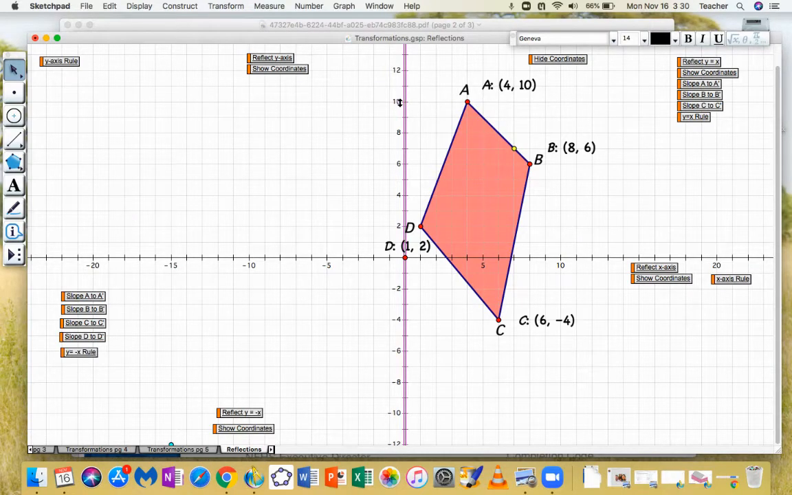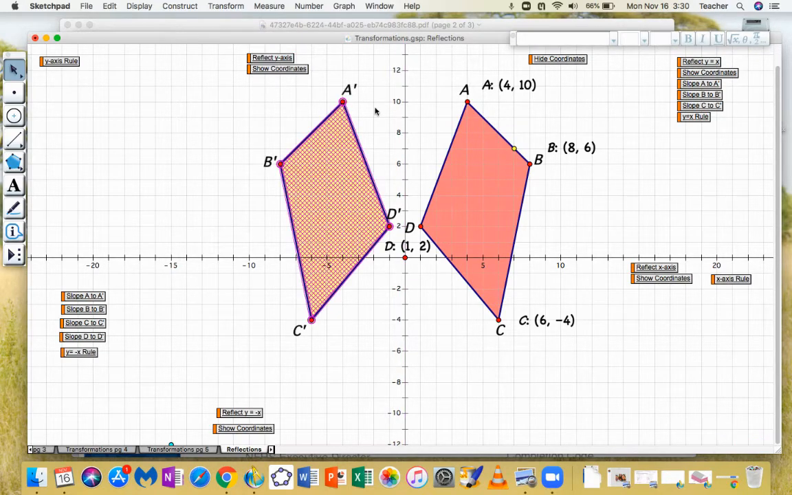So when it's reflected, it should be 4 away from the y-axis on the other direction. C, which is down here at (6, -4), is 6 away from your y-axis, so it reflects. It should be 6 away here. And then the same thing for B. B is 8 away, and reflected, it should be 8 away over here. So when you reflect that, that's what you get.